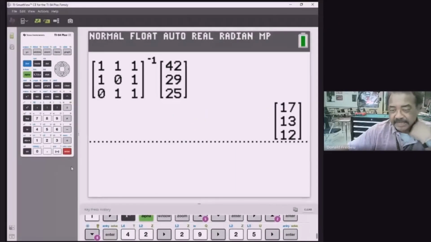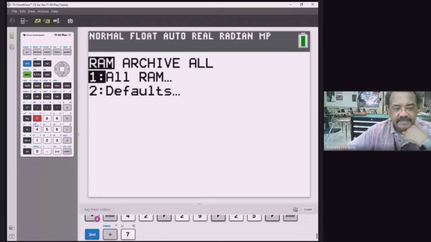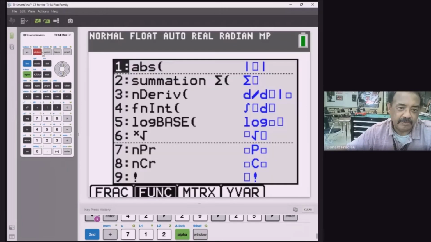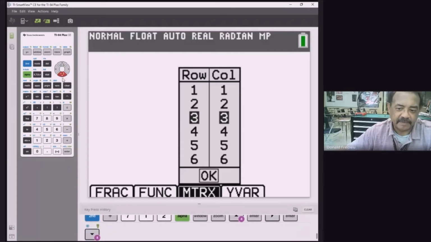And we'll go back to the calculator. And once again, I'm going to clear my calculator. Second plus 7, 1, and 2. So I need a 3 by 3 matrix. So alpha, window, zoom. Space up to 3, over to 3, and down to OK.